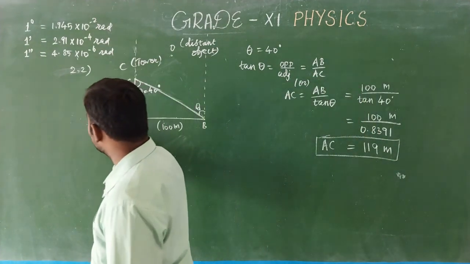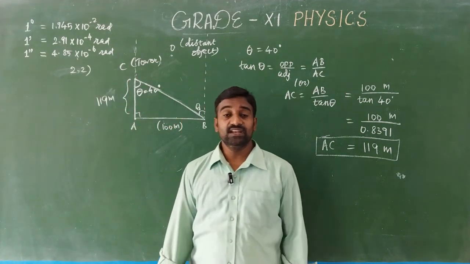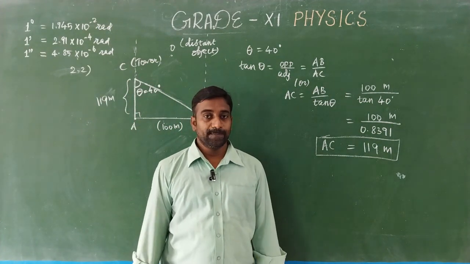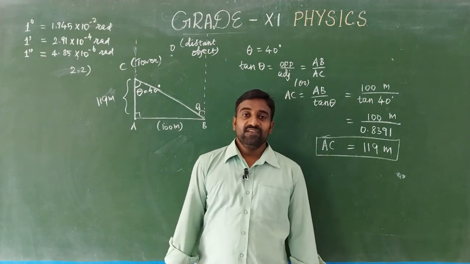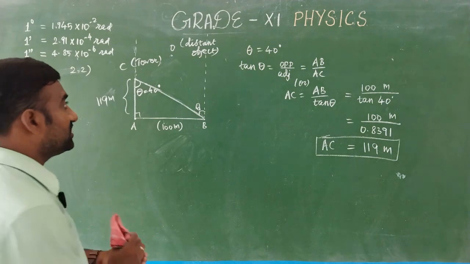So the distance between the tower and the man's position is 119 meter, understood? The same way we have a next problem. Look at the next problem.